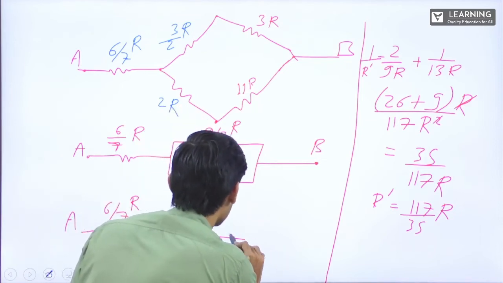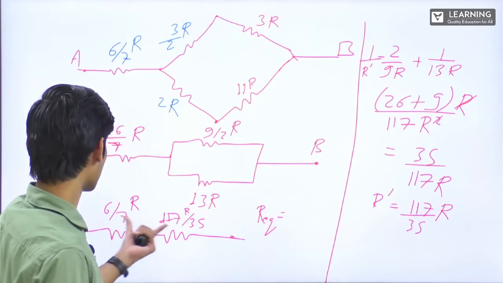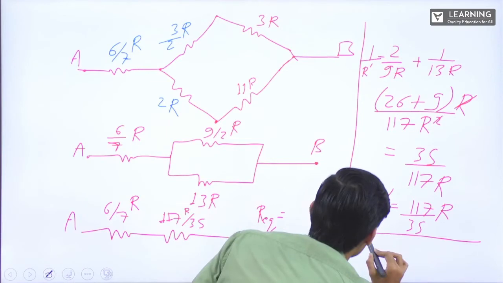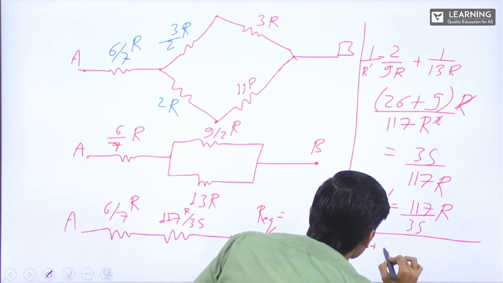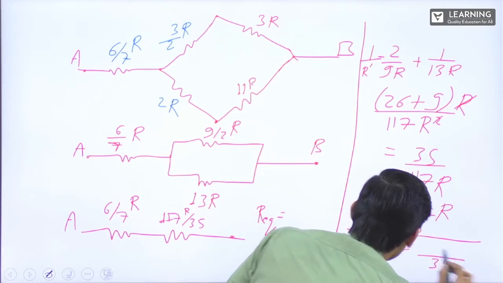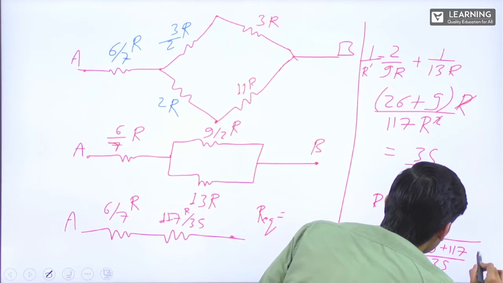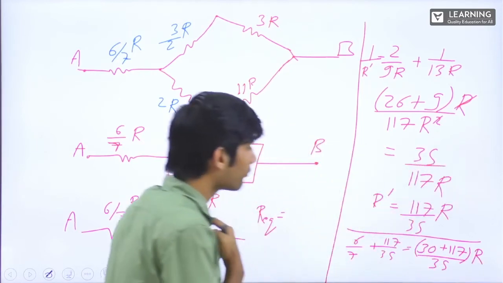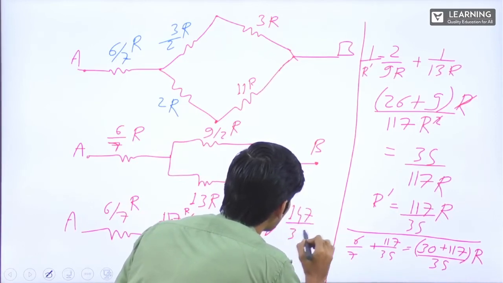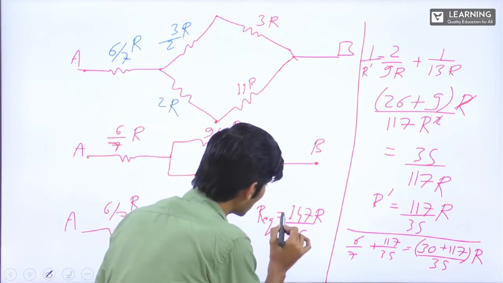Adding these two, you will get R equivalent. That will be equal to 6 by 7 plus 117 by 35. This will be, the LCM will be 35. This will be 30 plus 117, 147 by 35. Correct? Note it down. This is the answer.